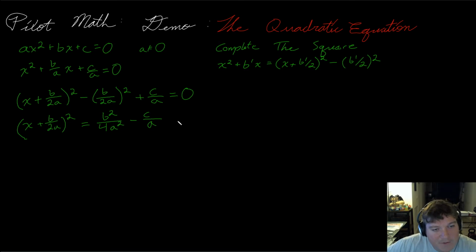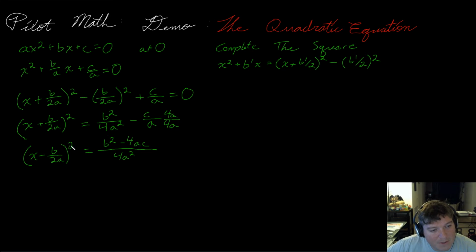I'm going to actually combine these fractions. So to come up with a common denominator, I'm going to multiply this second one by 4a over 4a. That's just 1. But when you multiply this out, you get a common denominator. So this whole side can be written over 4a squared. So it's b squared minus 4ac over 4a squared. That equals x plus b over 2a quantity squared.